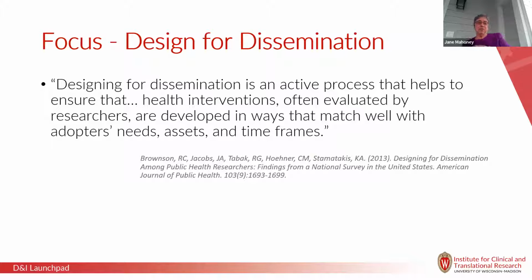So one of our foci most recently has been on design for dissemination. This is a definition from 2013, but it still holds that D4D is an active process that helps to ensure that health interventions, often evaluated by researchers, are developed in ways that match well with adopters' needs, assets, and timeframes. So the adopters are those who take up the interventions into practice. Adopters also relate in that if-DIT model to those who take up findings from earlier research stages and move them into a next stage of research. So design for dissemination also includes designing for moving to a later research stage, and how can we help do that?